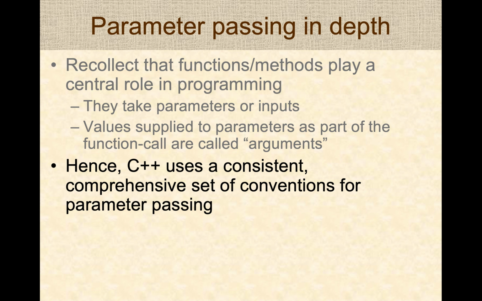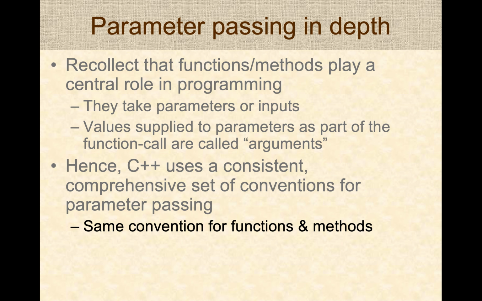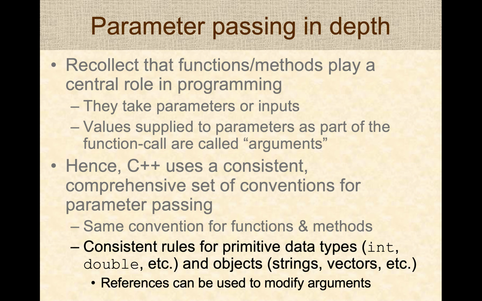C++ uses a consistent but very comprehensive set of conventions for parameter passing. The same conventions are used for functions and methods, so what we learn here are applicable to both functions as well as methods in classes and objects. And C++ provides consistent rules for both primitive and object types, so in that sense it makes life easier.